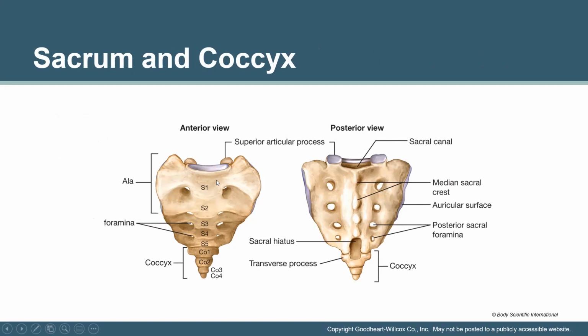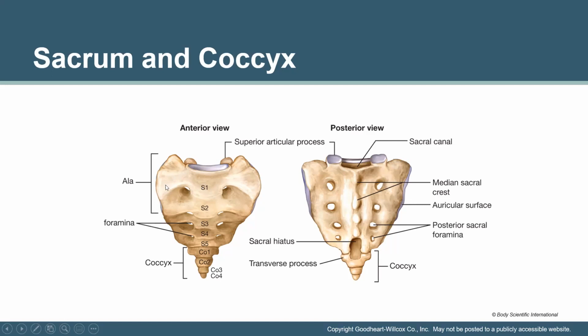The sacrum is actually fused bones. Okay, it does have holes in it. The holes are foramina. They're either anterior or posterior sacral foramina, and they will be the exit and or entrance point of nerves and vascularity.